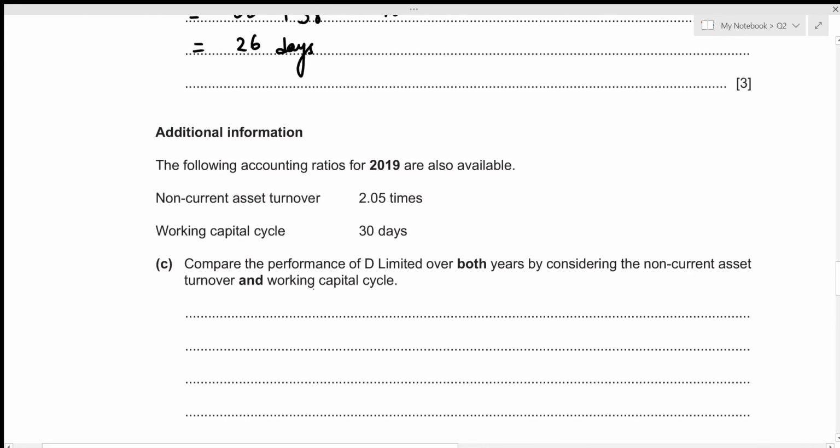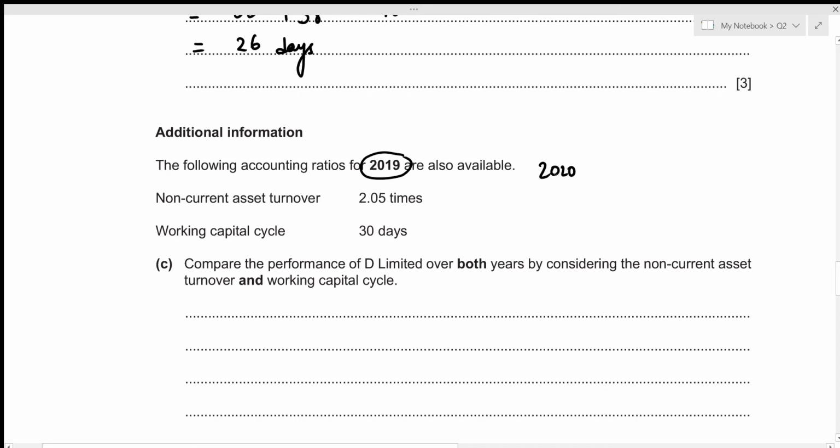We are given additional information. So the following accounting ratios for 2019 are also available. So whatever accounting ratios that we just figured out and were given in the question related to the year 2020. We have the non-current asset turnover of 2.05 times, and we have the working capital cycle of 30 days. We now need to compare the performance of D Limited over both years by considering the non-current asset turnover and working capital cycle. So this is for the year 2019.